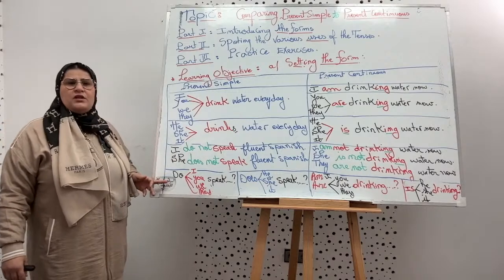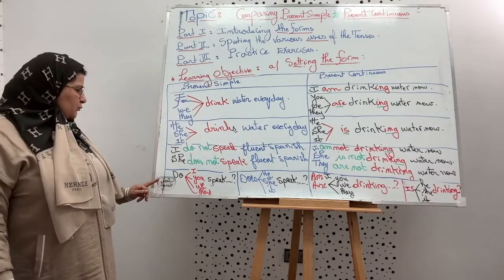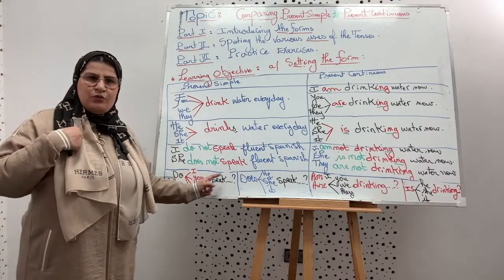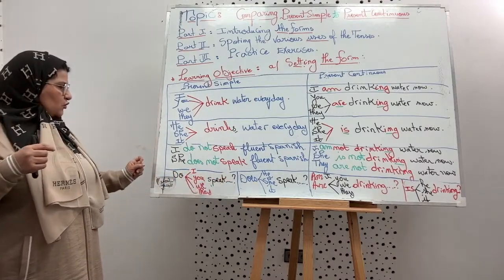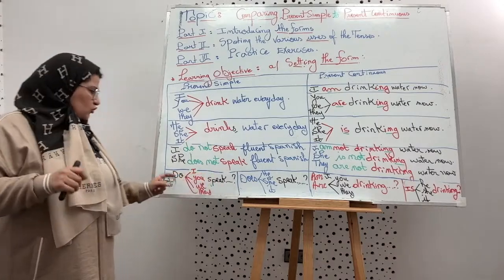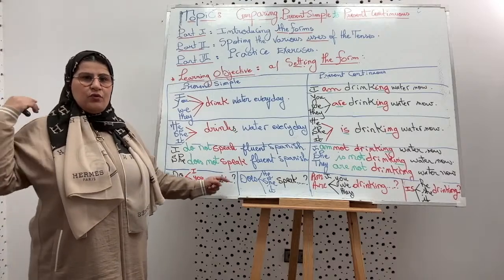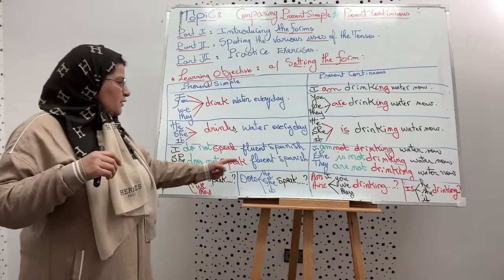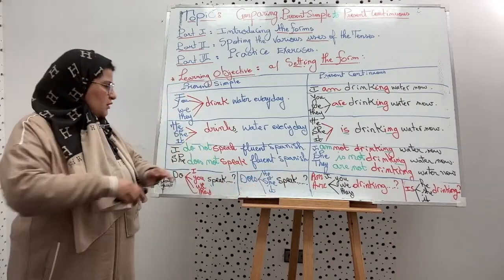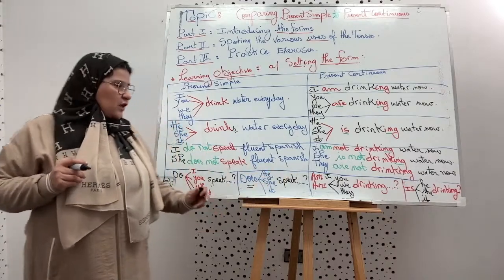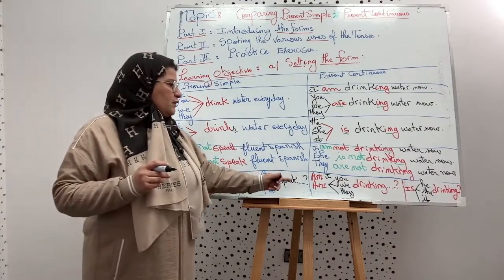And part three is the interrogative form of the present simple. For example, we can say, do I speak fluent Spanish? When I ask a question, we need the auxiliary do. Do you speak fluent Spanish? Do they speak fluent Spanish? Does he speak fluent Spanish? You see the auxiliary does. Does she speak fluent Spanish? And does it speak fluent Spanish?